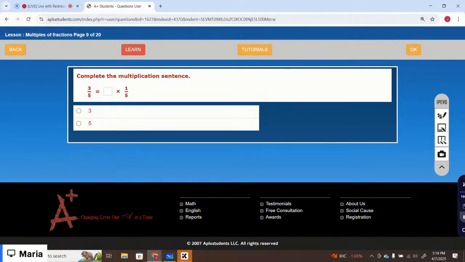Three by five equals the missing number times one by five. So what number is missing? That is three times one by five. Okay, three by five it is. You can complete the lesson by yourself later today. Now just move on to the next lesson.